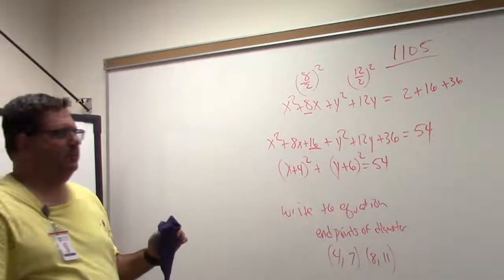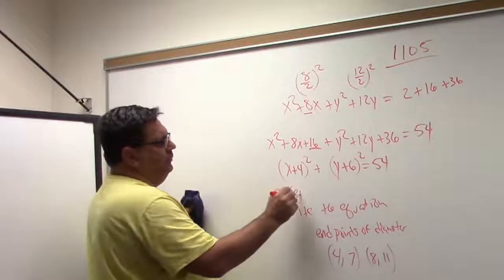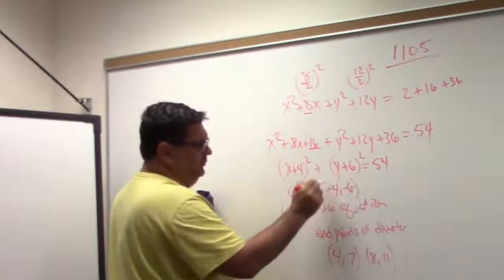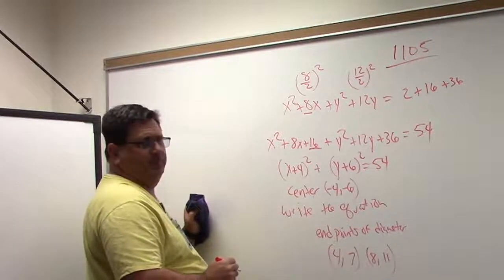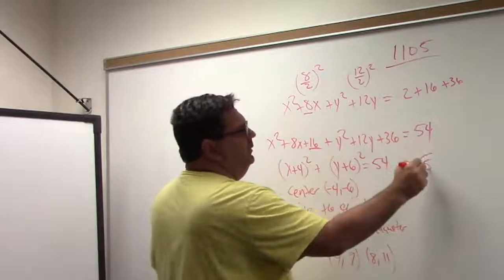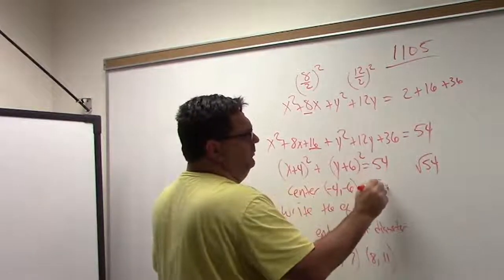Now, what's the center? The center is -4, -6. And the radius, you get a square root of that. The square root of 54, which is 3 square roots of 6.